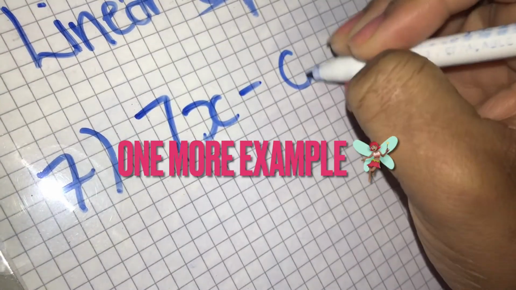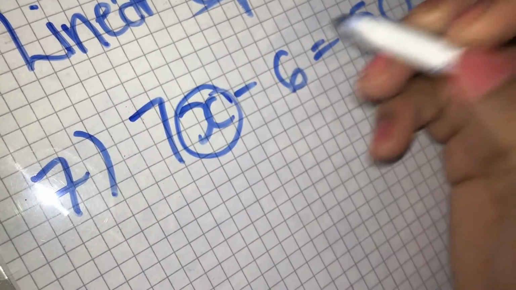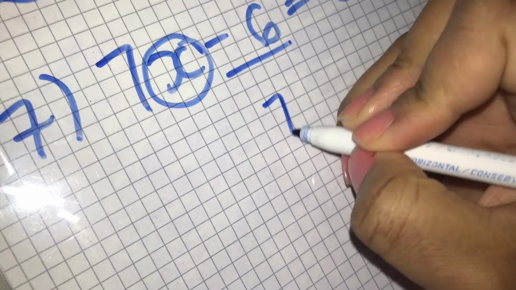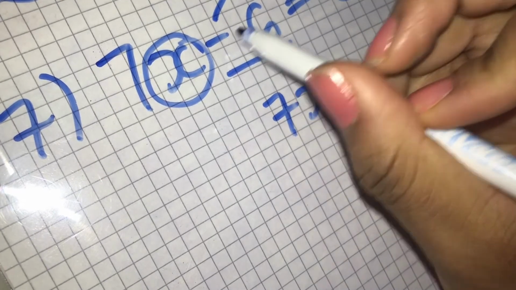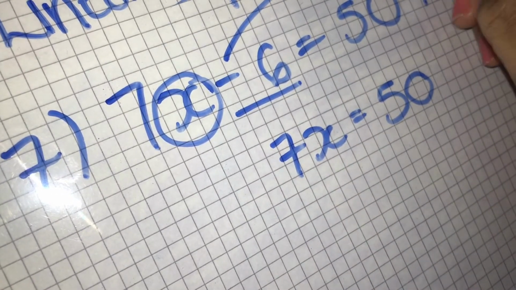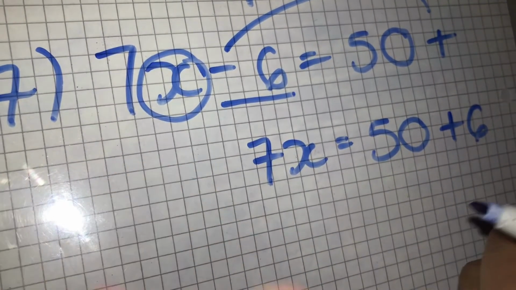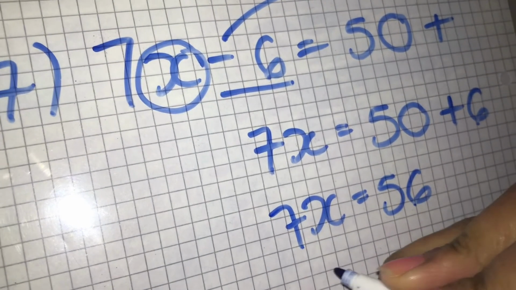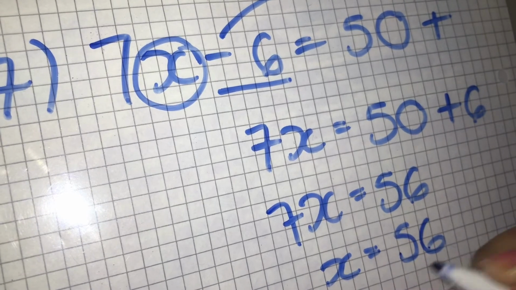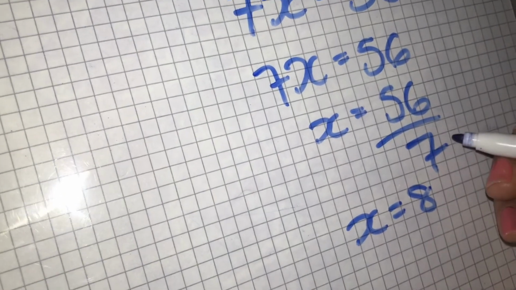Well done. Right, 7x minus 6 equals 50. Okay, so we want to get this x on its own. So we need to get rid of this. So 7x is going to equal 50. This minus 6 is going to move and become a plus. So 50 plus 6. So 7x equals 50 plus 6, which is 56. So then x equals 56 divided by 7. So x equals 8.